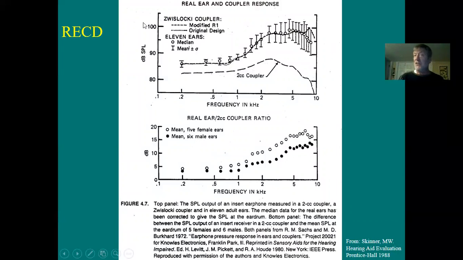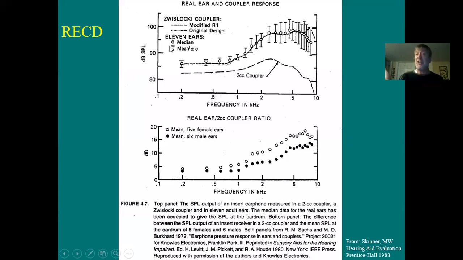Look at the vertical axis. The difference for the low frequencies, look at 1,000 hertz, 500 hertz, and 200 hertz. What's the difference between a 2cc coupler response versus how the hearing aid is acting in a real person? About 5 dB. See that? And what is the real ear to coupler difference in the higher frequencies above 1,000 hertz? Well, what's the distance between these two curves? About 10 dB.